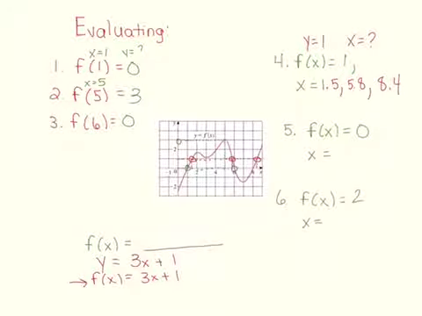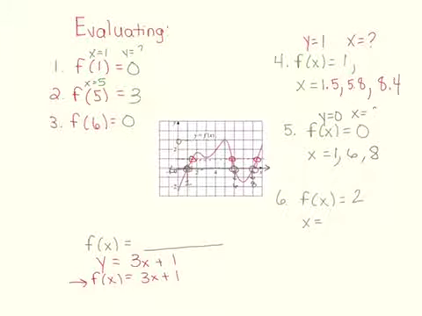Now they're saying f of x equals 0. So when y is 0, what does x equal? So here we're looking along the x-axis here. And so again, you can see we intersect in 1, 2, 3 different places. So when y is 0, this x value is 1. When y is 0, this x value here is 6. And then this x value here is 8.